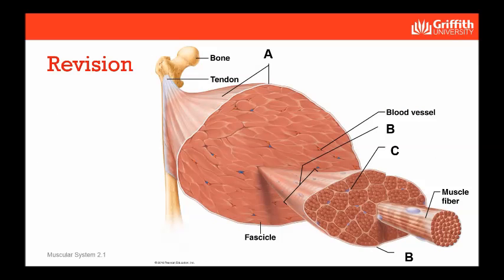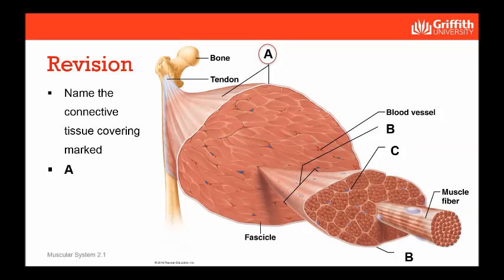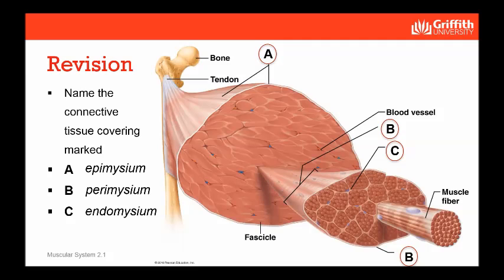Let's try some revision. Name the connective tissue covering that is marked with the letter A. The answer is epimysium, the outermost covering of the whole muscle. Which is the layer marked B? This is the perimysium, the layer surrounding each fascicle. That leaves which layer marked C? This is the endomysium, the innermost connective tissue covering.